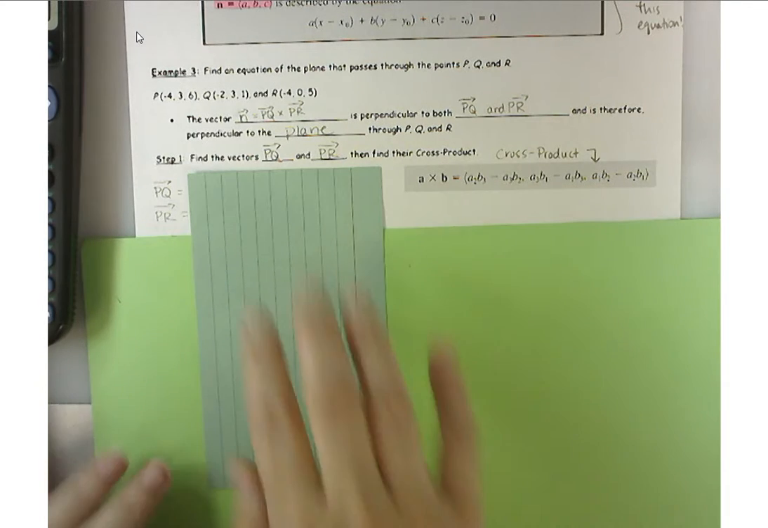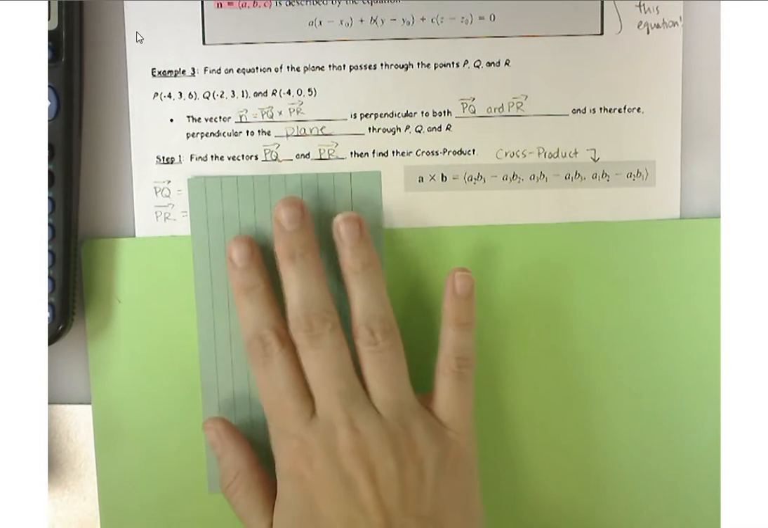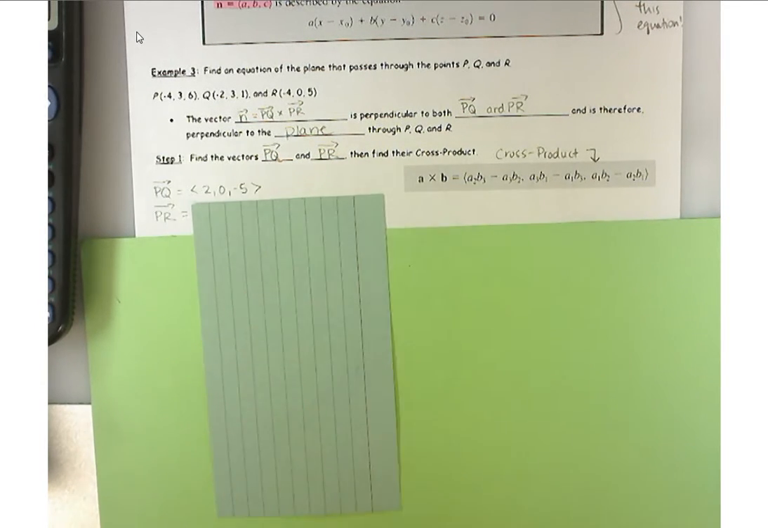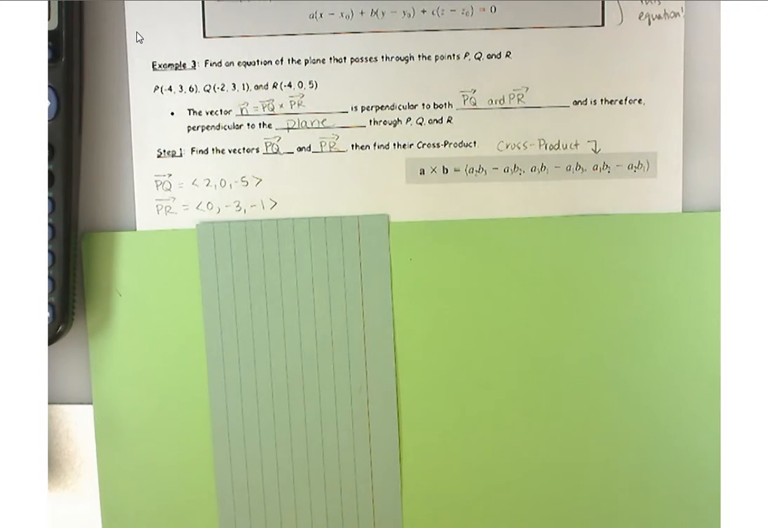Okay, Cheyenne, what'd you get for PQ? 2, 0, okay, good. 2, 0, -5. Okay, Michaela, what'd you get for PR? 0, -3, -1. Good. 0, -3, -1.